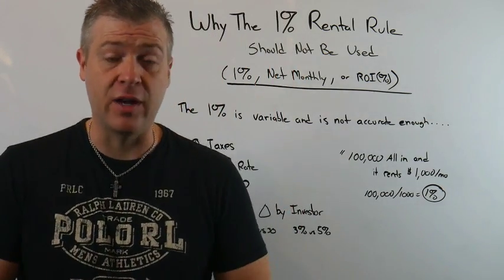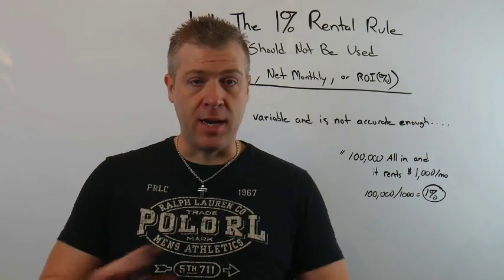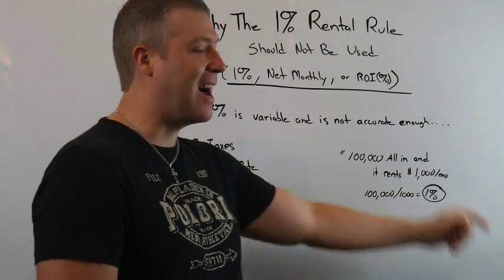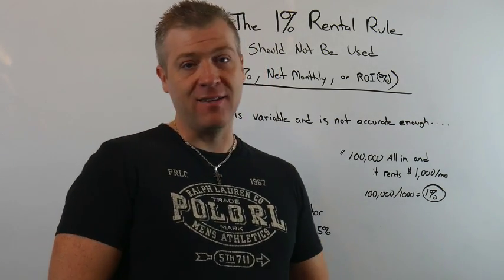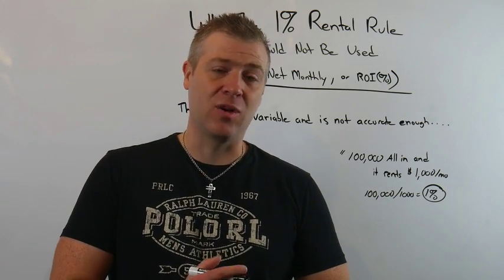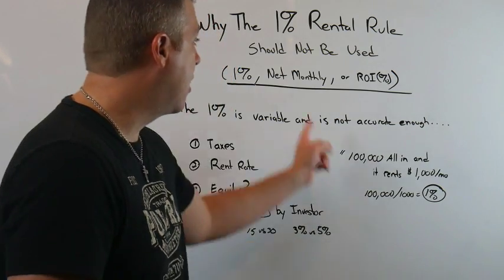This is what a lot of real estate investors use, believe it or not. Now it varies quite greatly for many reasons. That's what I want you guys to understand. The 1% is variable and it is not accurate enough. It's very risky and it's never gonna get you to a long-term successful business. And I don't know a single really successful real estate investor that built their whole career buying properties off the 1% rule. They did it off these other two.